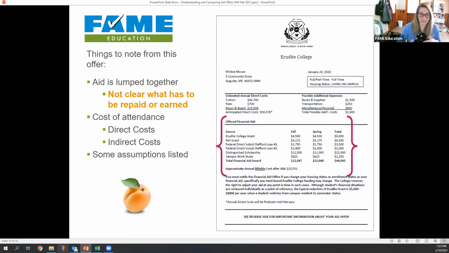Unfortunately, people don't want to go there, and we understand that. But for many families, meeting that gap is really going to include some kind of borrowing. So those are the main differences.